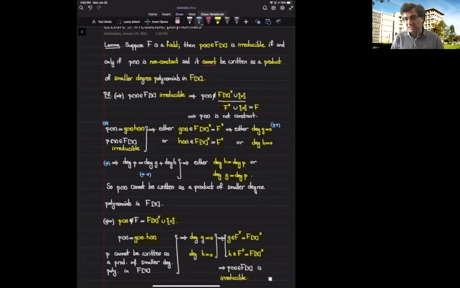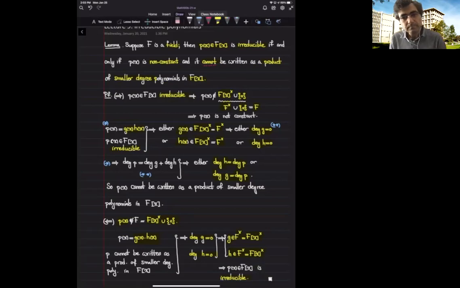So let's start with why it's not constant. Because it's irreducible, by definition, it is not a unit and it's not zero. But the units of the ring of polynomials are the same as the units of the ring of coefficients. But F is a field, so the units of F are the same as all non-zero elements. So this means saying that P(x) is not a unit or not zero is the same as saying that P is not constant. So this shows that irreducibility implies that P is not constant when the ring of coefficients is a field.